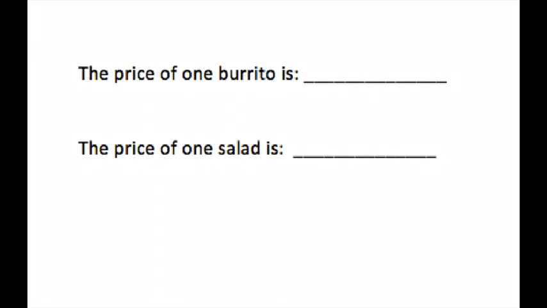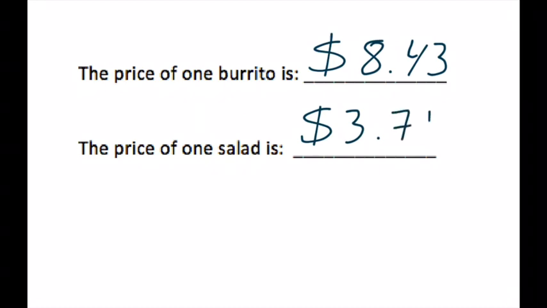The price of one burrito is $8.43, and the price of one salad, $3.71. How do I know if that's true? Well, I'd put in my calculator 2 times 8.43 plus 3.71 and see if it equals $20.57. Then I would do 3 times 8.43 plus 3 times 3.71 and see if that equals $36.42. So you can always check your answer to see if you got the right answers there.